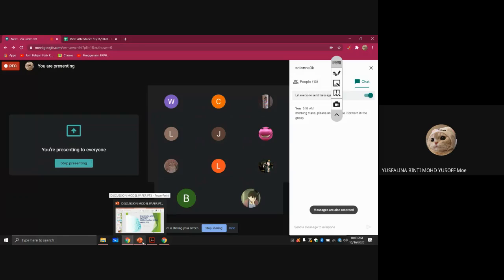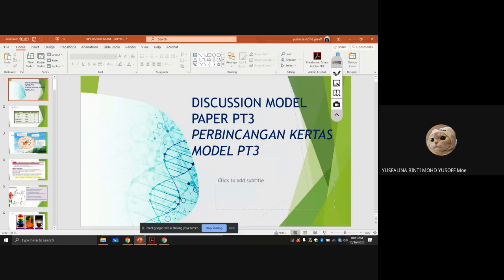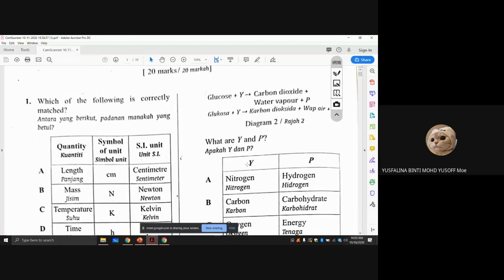So, okay, so we start our discussion for science. Model paper 1. I already forwarded this question paper to your group. So we start. Let's see question number 1.